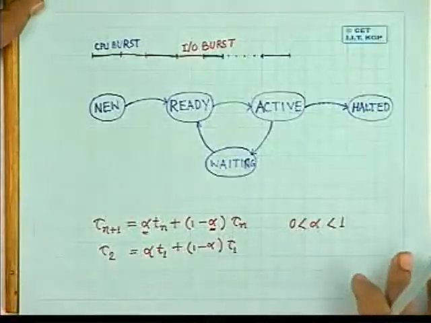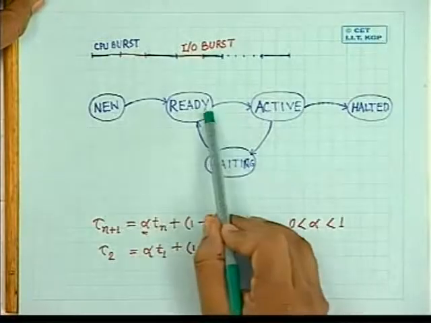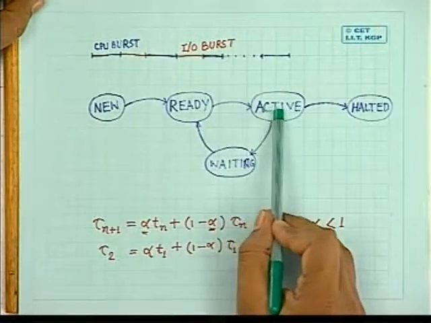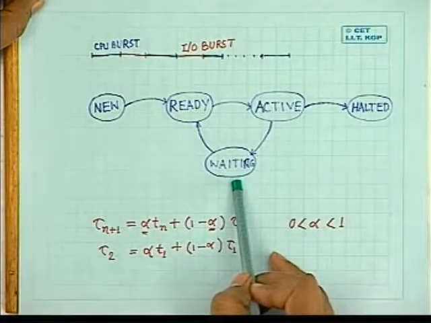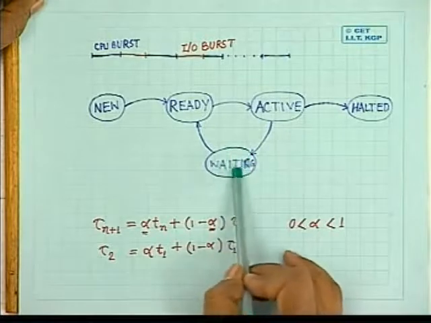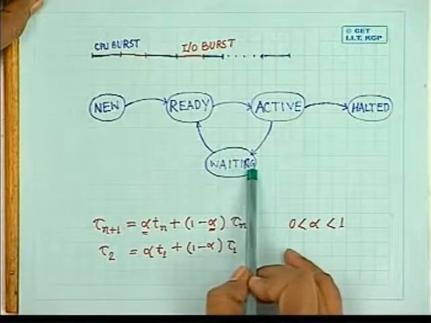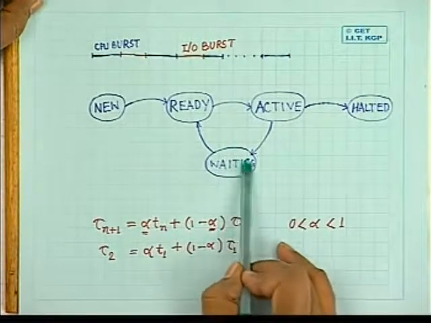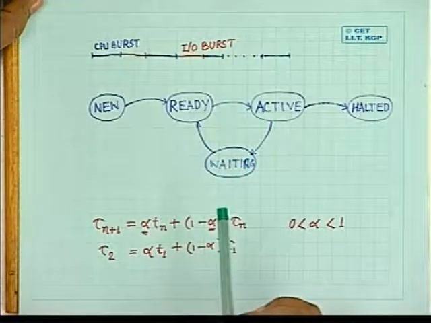So as I was saying, when I drew this process state diagram, we said that the process can move from the ready state to the active state, then to the waiting state when it performs some IO operation. Then at the completion of the IO operation, the process goes to the ready state.